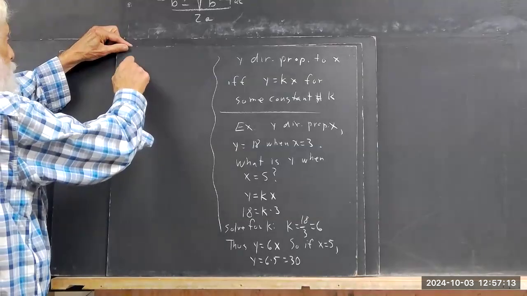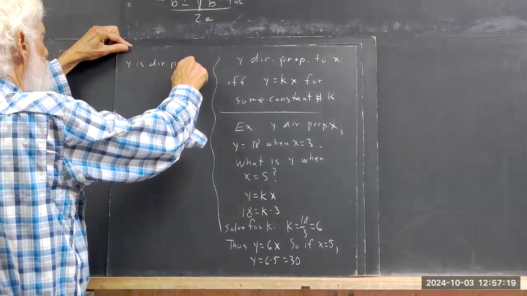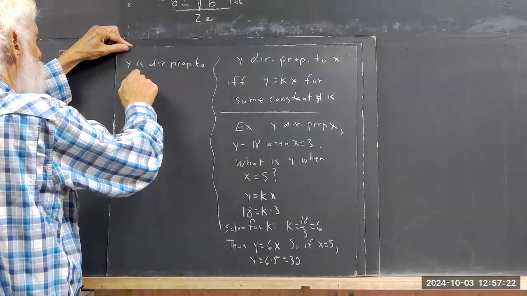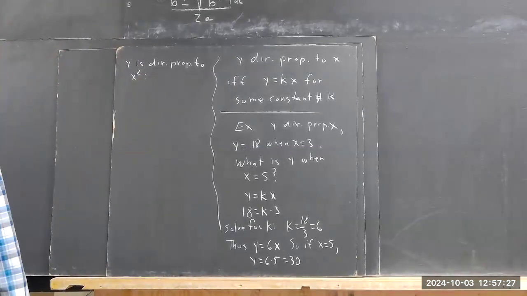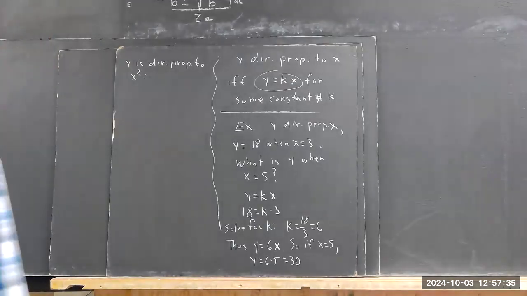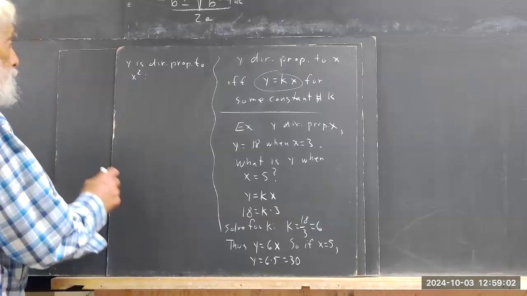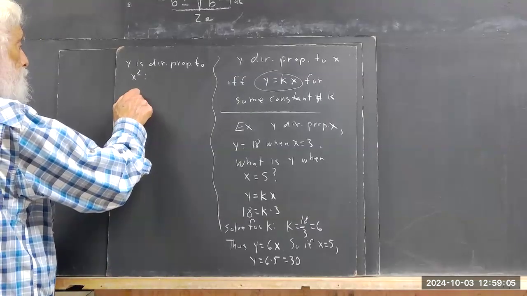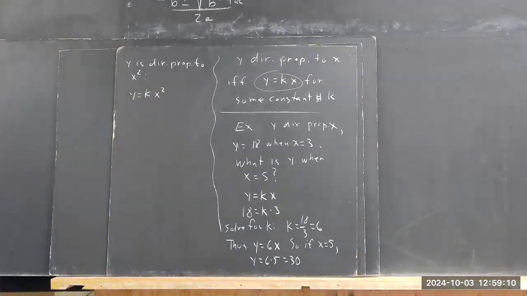Okay, so what would you say if y is proportional to x squared? Instead of y equals kx, what would you write if it's directly proportional to x squared? Okay, y is directly proportional to x squared means y equals kx squared.